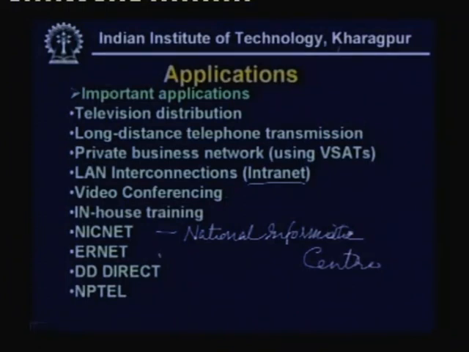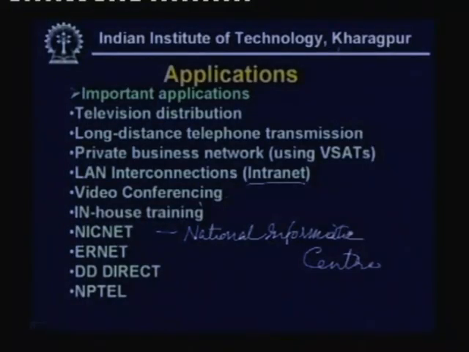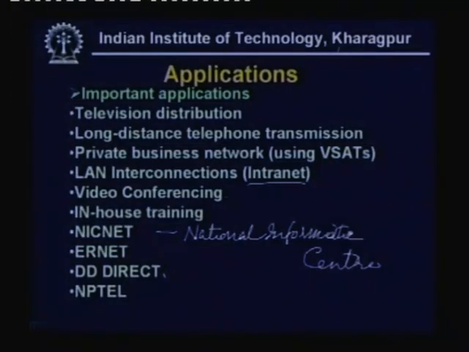satellite microwave network. Nowadays, you will find advertisement in TV for DD Direct. That means in your home you can receive television signals by a very small antenna and a small box, set-top box. So, that is also possible with the help of these DD this satellite microwave signals. And the NPTEL project for which this lecture is getting recorded, that will also transmit signals to various colleges in the country with the help of satellite antenna, satellite microwave system.